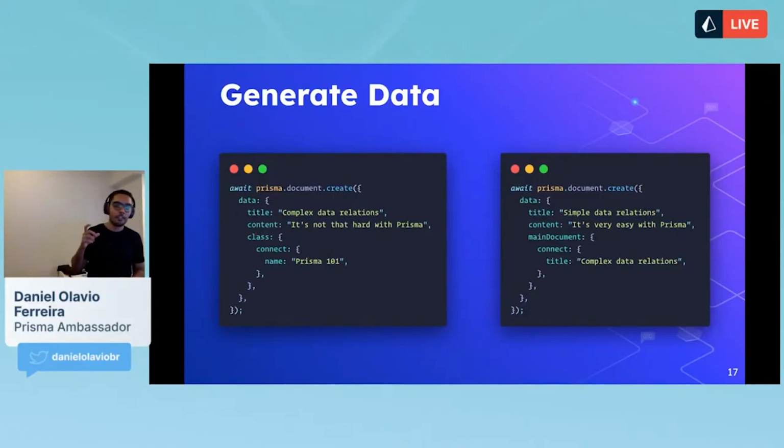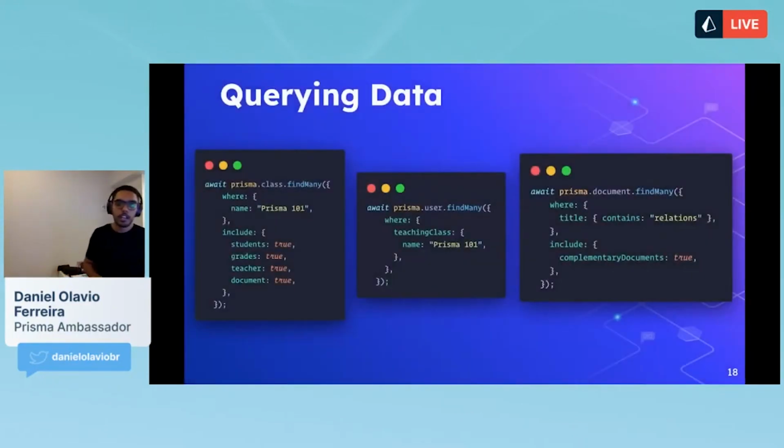And now instead of saying that it has a class associated with it, we're going to associate it with a main document. So the main document is sort of our parent document, the one that's above us. So we're going to say connect with the document that has the title complex data relations. Again, we can do that with the title because we tagged the title with the @unique decorator when we were describing our models. Now let's go and let's start querying our data. And you can see that it's just as easy as creating our data.